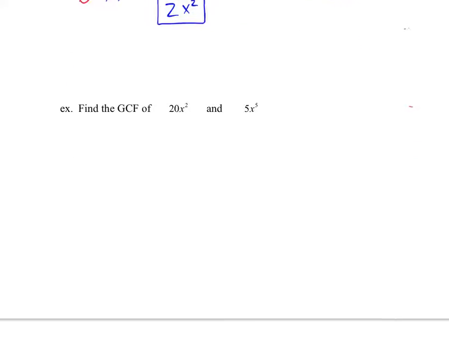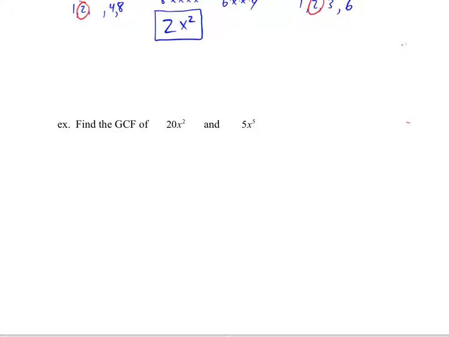Let's do the next one a lot faster. Okay, this here, the number we could pull out of 20 and 5 would be 5. So 20 is divisible by 5, and 5 is divisible by 5. It's the biggest factor for each. And then we could pull out x to what power? Squared. Yep. Because this one here has x times x, this has 5 x's multiplied, so an x squared is the biggest.